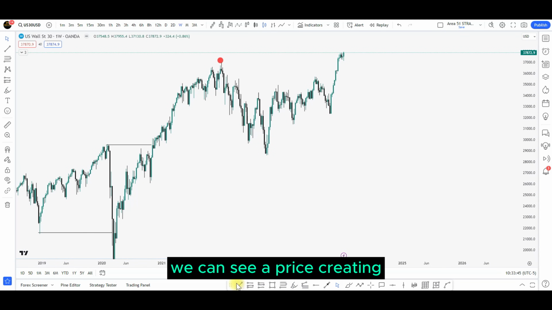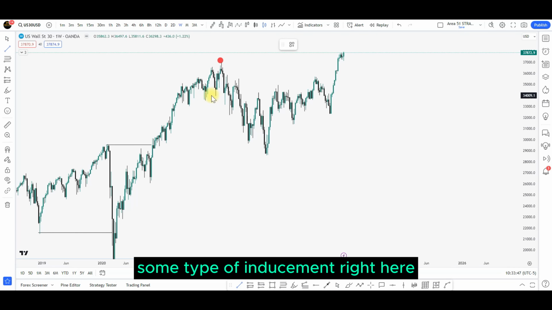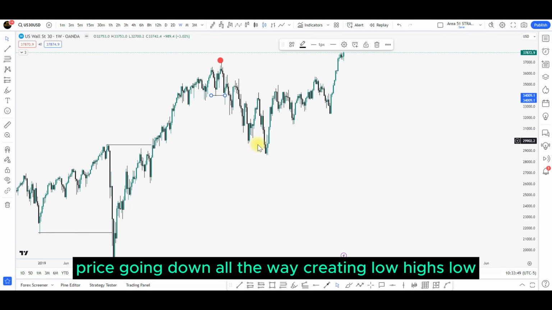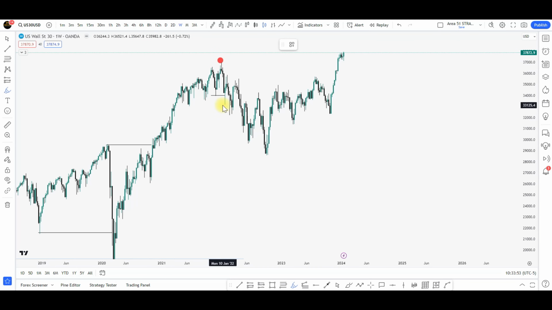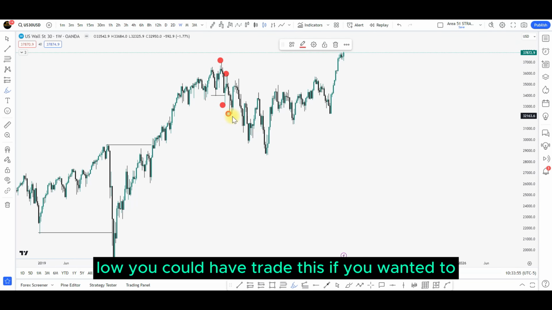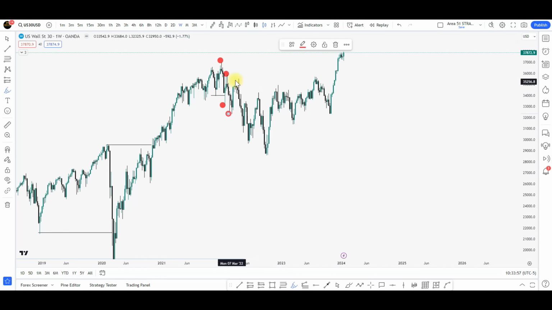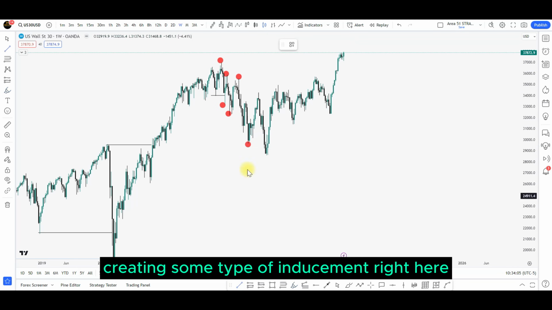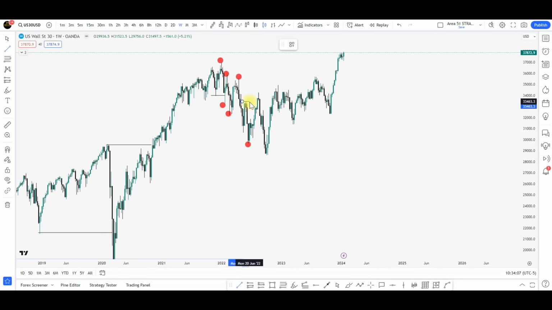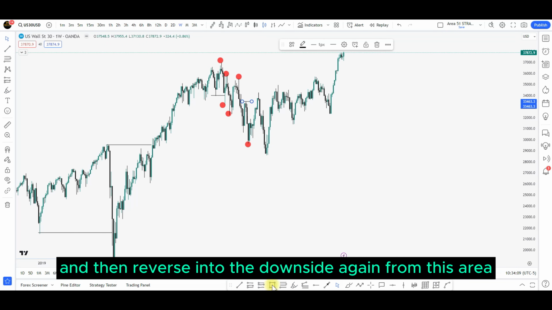We can see price creating some type of inducement right here. Price going down all the way, creating lower highs, lower lows, tricking the traders. High, low, lower high, lower low. You could trade this if you wanted to, if you knew where price will reverse. High, low, lower high, low, low, lower high, low, low, creating some type of inducement right here, and then reversing to the downside again from this area.